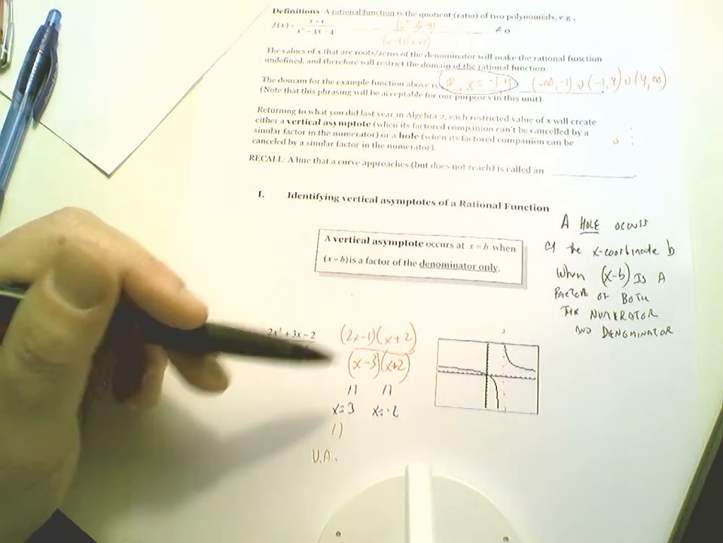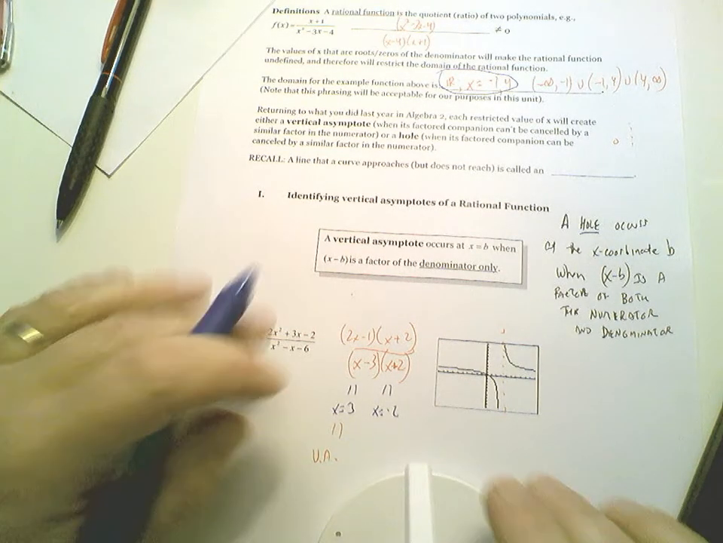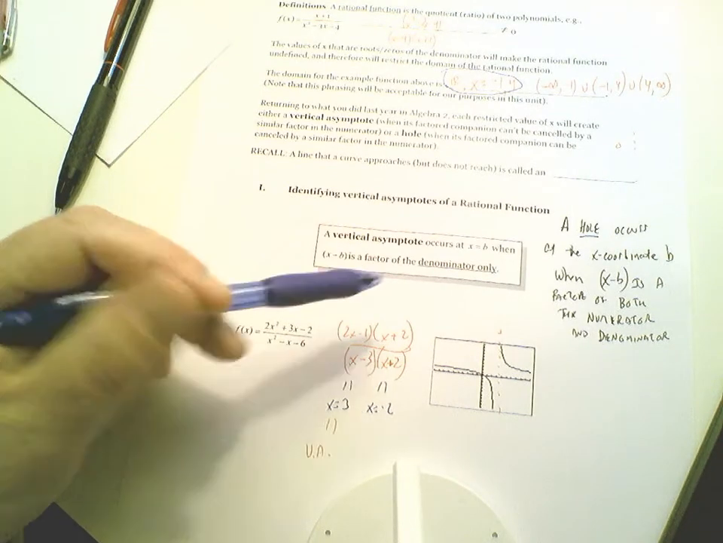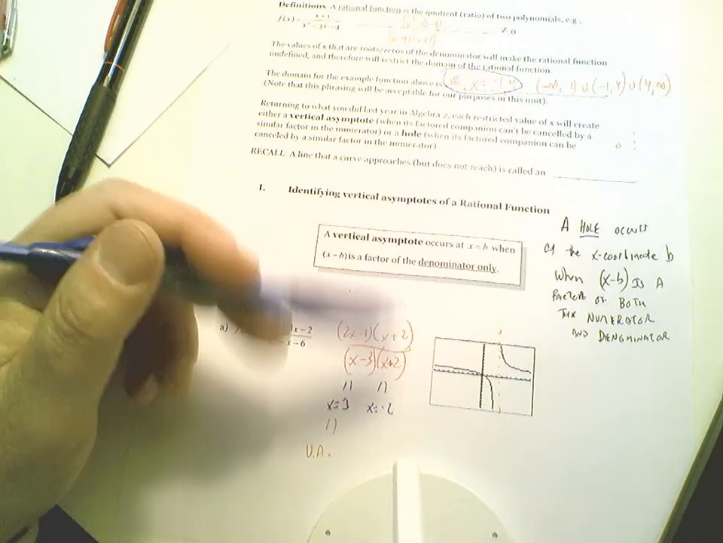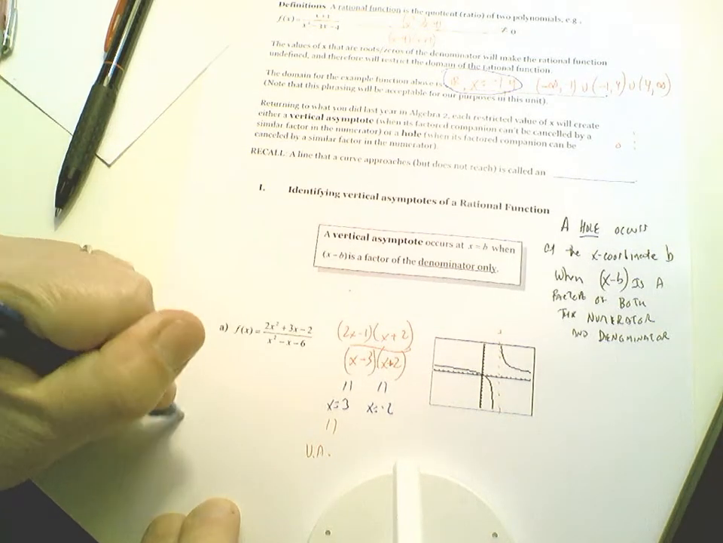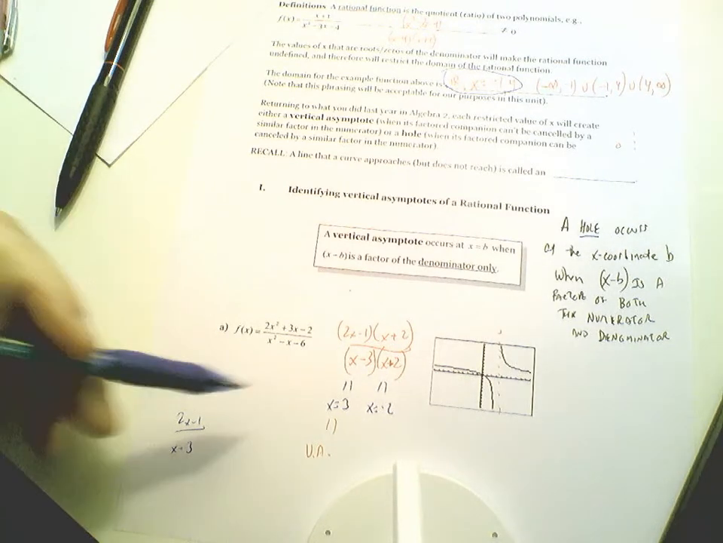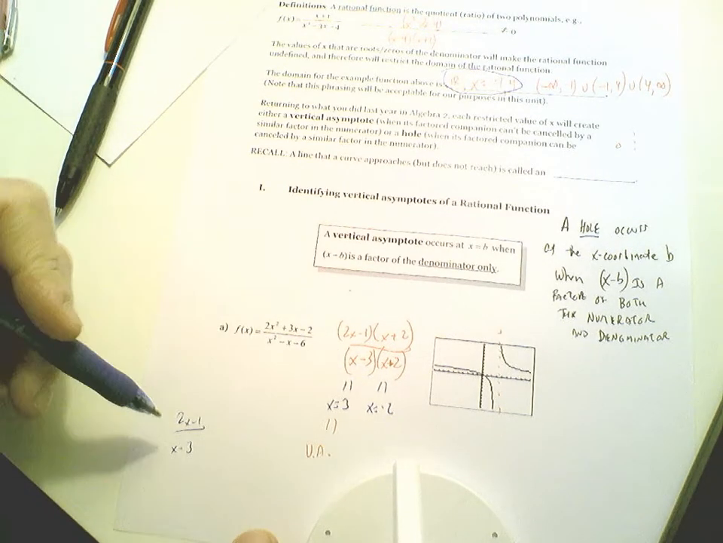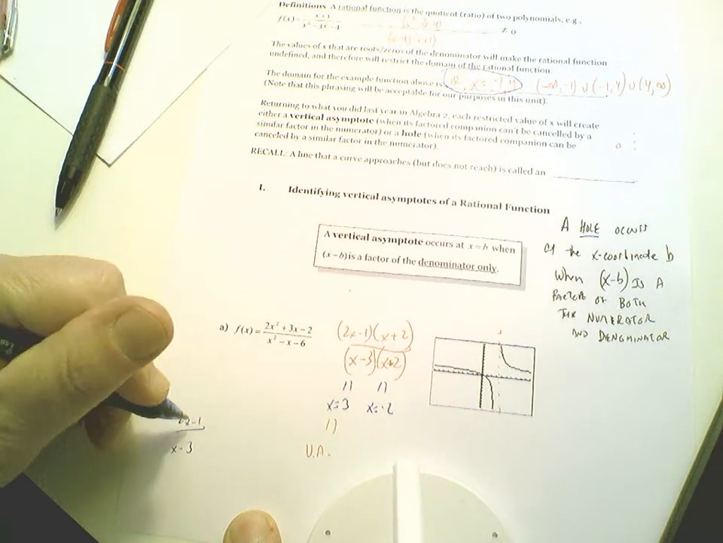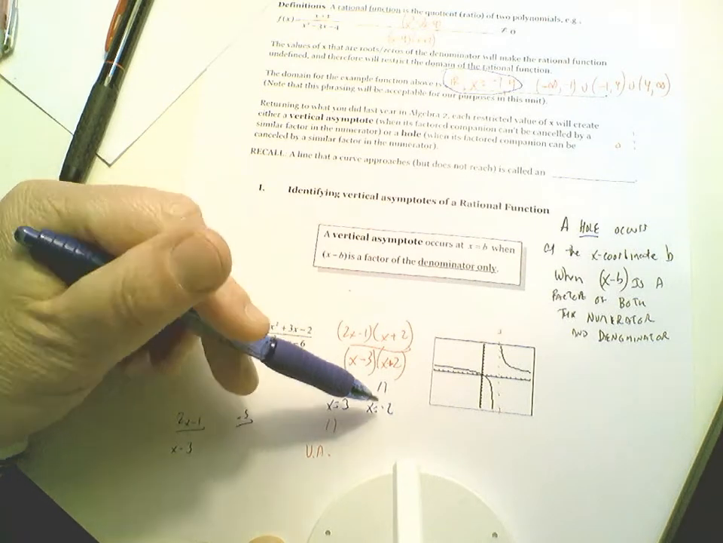And just for grins, let's do something very quickly. As long as x does not equal negative 2, what happens? We can let these factors cancel each other out. And so generally this function would look like 2x minus 1 over x minus 3. And if we plug in a value of negative 2, we find 2x minus 1 is 2 times negative 2 minus 1, negative 5, over negative 2 minus 3, negative 5.